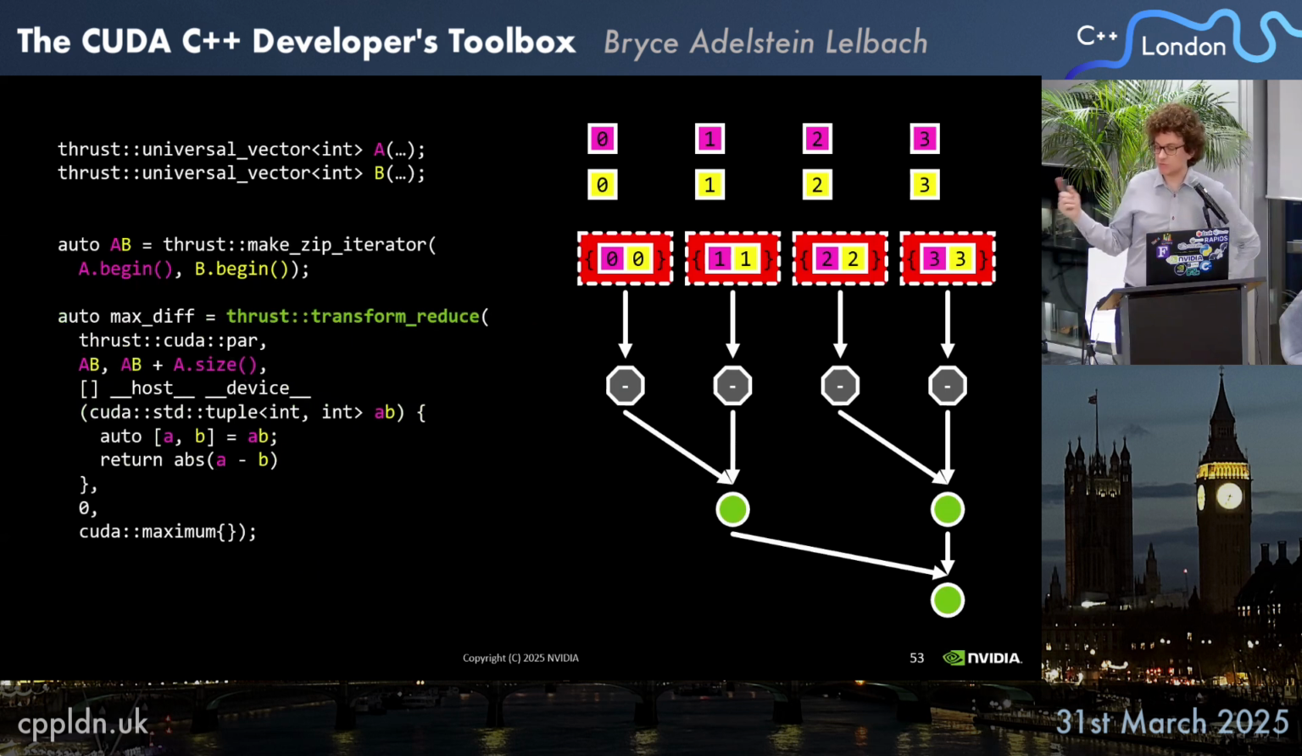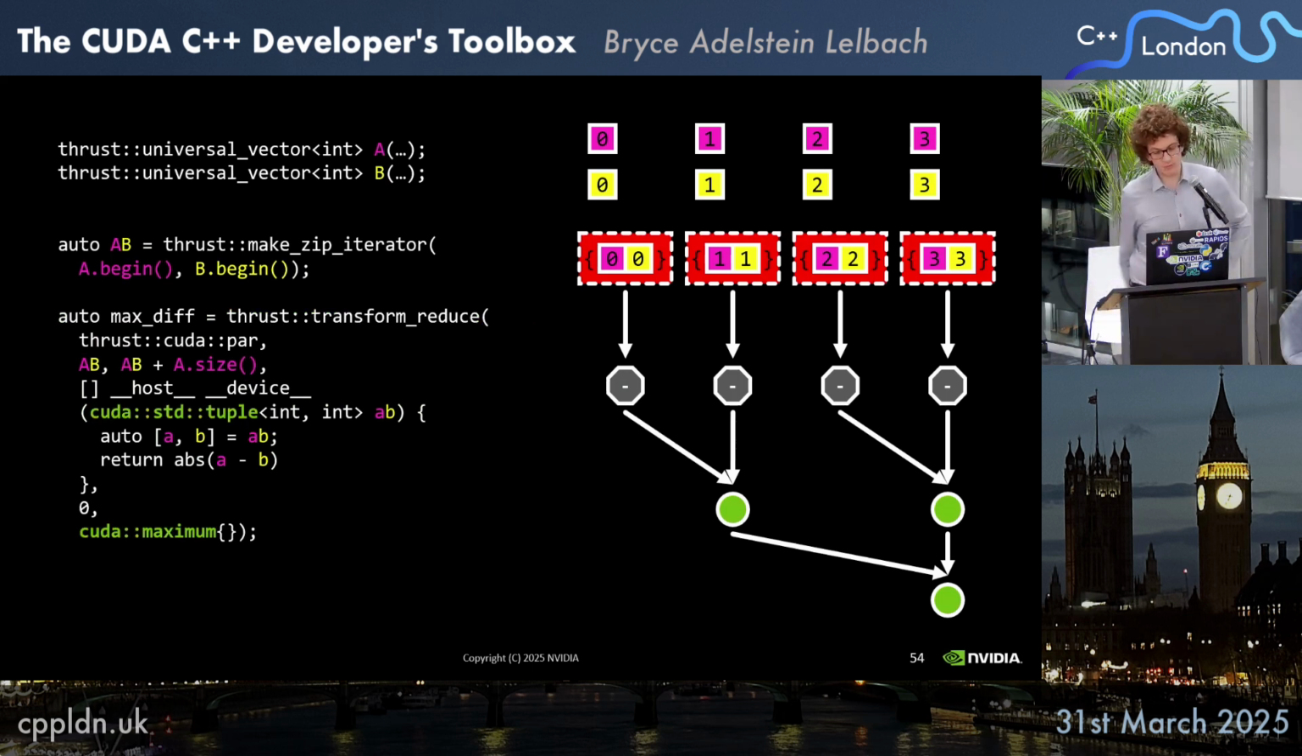This pattern of transforming and then reducing is quite common and very powerful. So Thrust has a single algorithm called transform_reduce that does this fusion with the transform iterator for you. It's equivalent to the code on the slide before. That's actually how it is implemented. And this is known as map reduce in some domains.